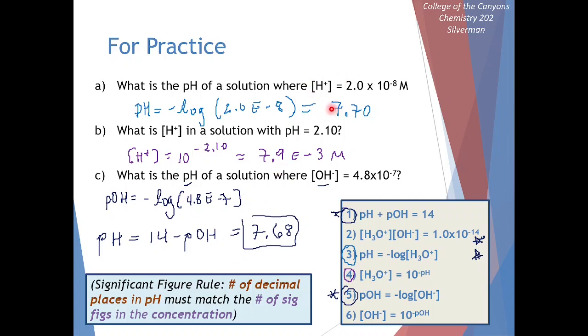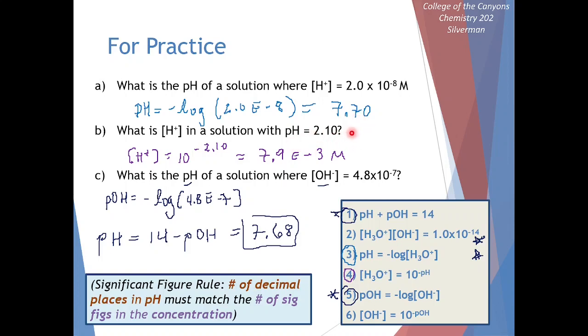We can look at this conceptually, see if we can check our work. The pH of a solution where H plus is 2 times 10 to the negative 8. This is a little bit smaller than 10 to the negative 7, which means our solution is going to be a little bit basic, which is the case. We see a pH slightly above 7. Cool, checks out.